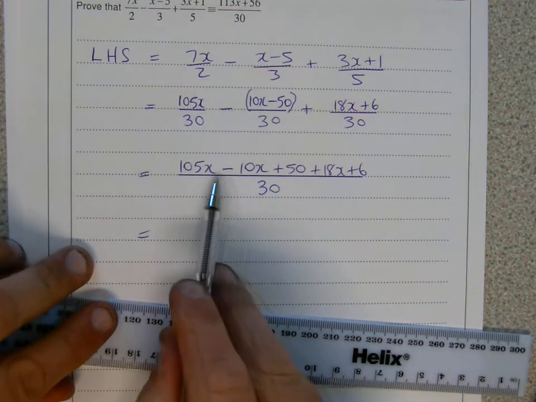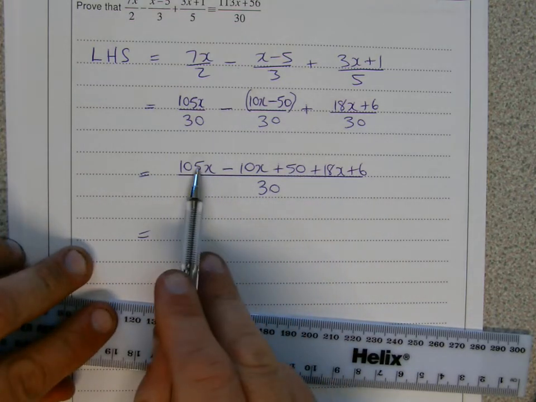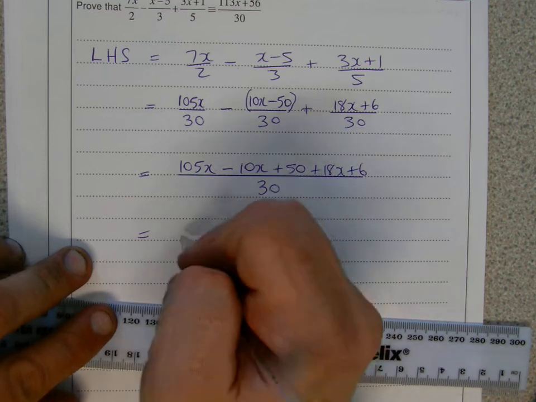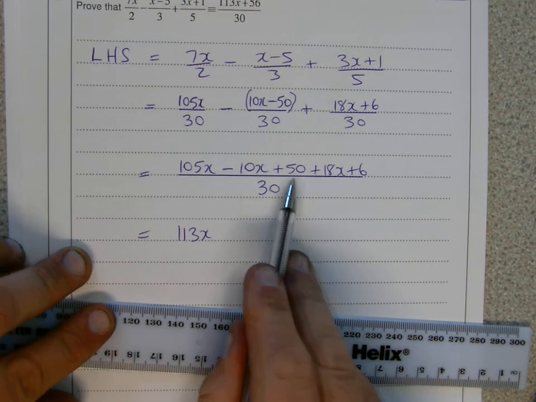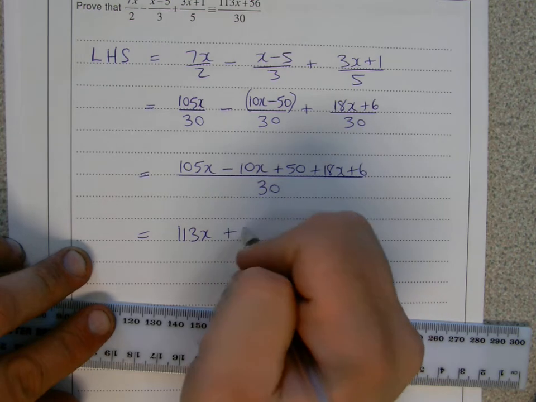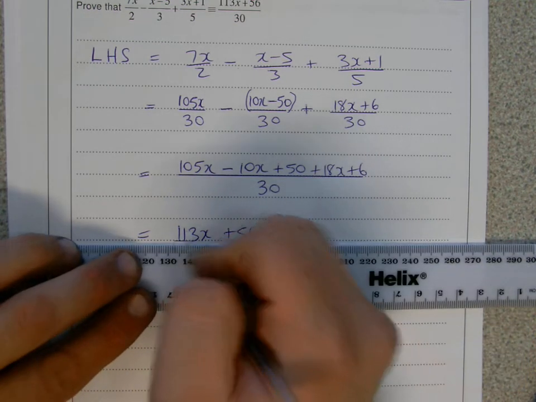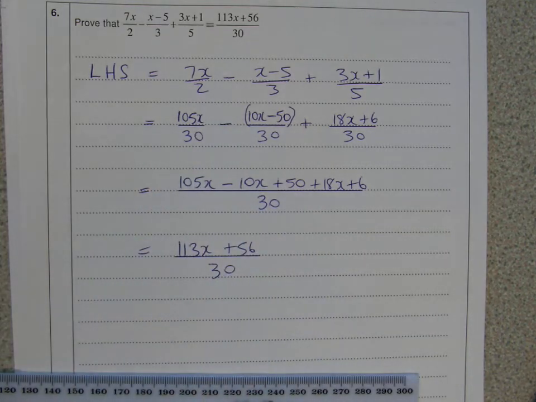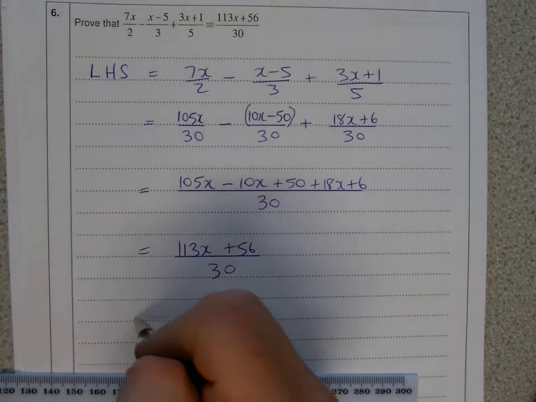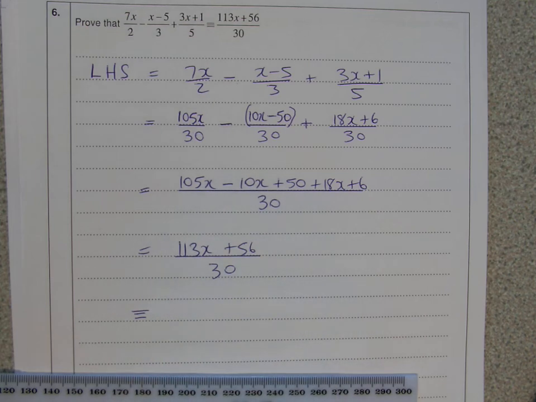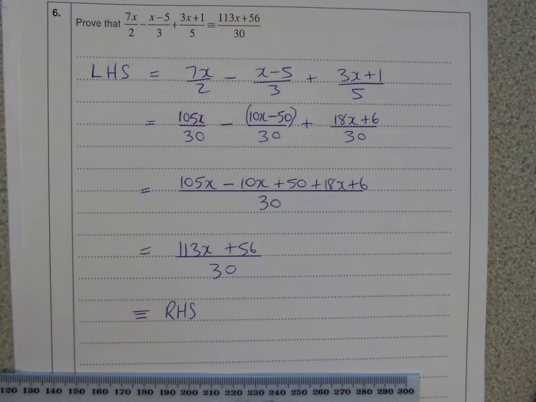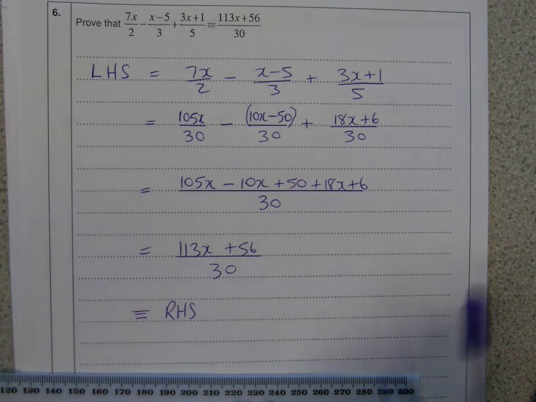So on the top, you've got 105x, take away 10x is 95x, plus 18x is 113x, and then 50 plus 6 is 56, all over 30. And straight away you might notice it's identical to the right-hand side. So what we just say then is this is equal, or you can even be posh and put 3 lines there, it's identical to the right-hand side. And we've proved that the left-hand side is equal to the right-hand side.